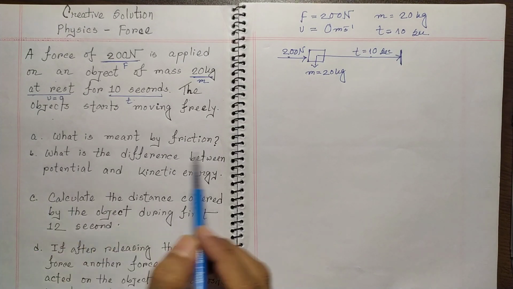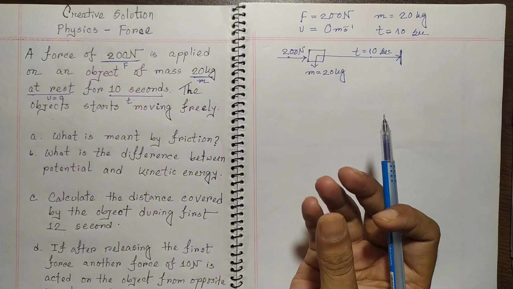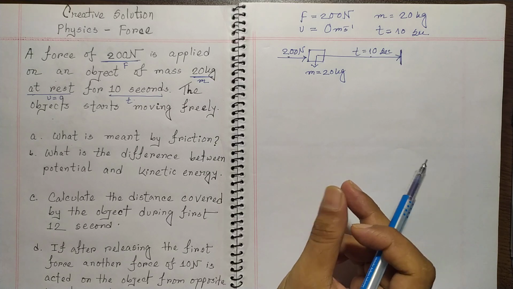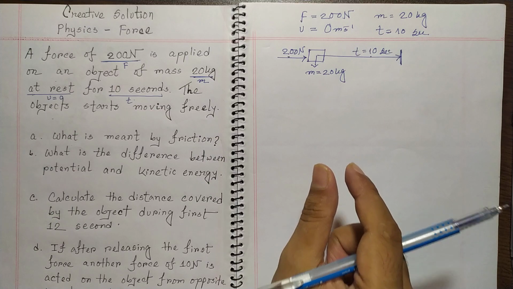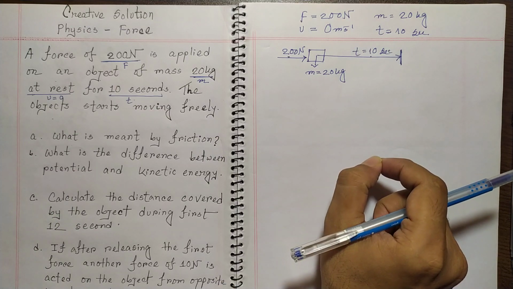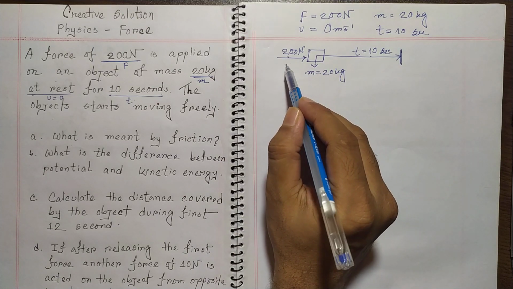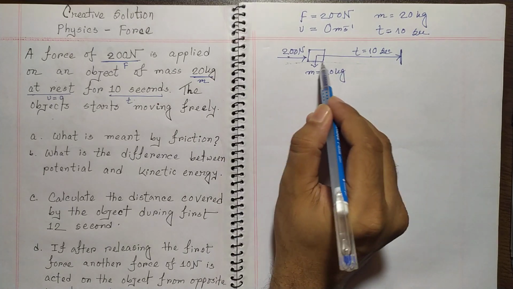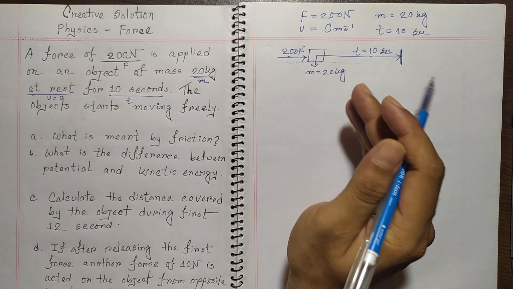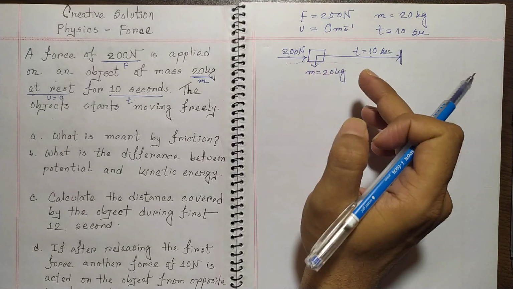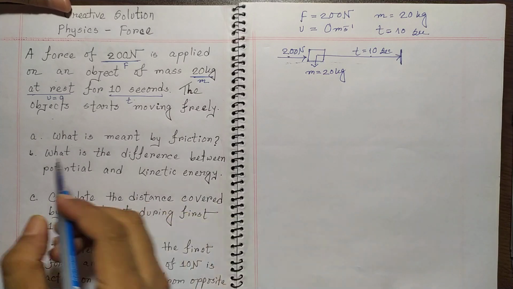What is the first question? What is meant by friction? We know that when a body moves or tends to move over another body, a resistance develops between the two surfaces in contact, which is called friction. A body is moving on a surface, so here friction is developing. This is a resistance, against the velocity or the motion of the substance. So we know what friction is.